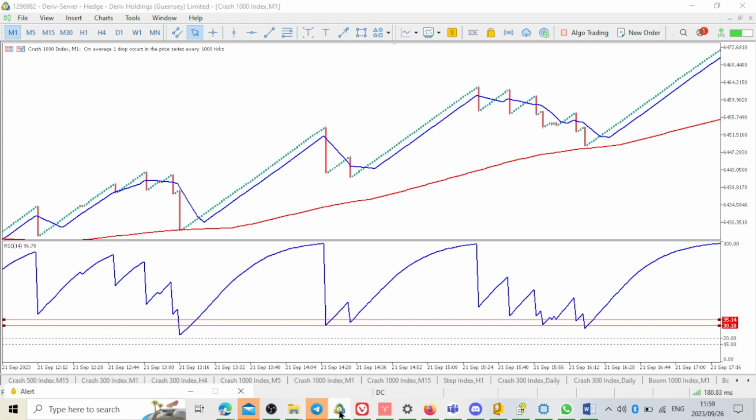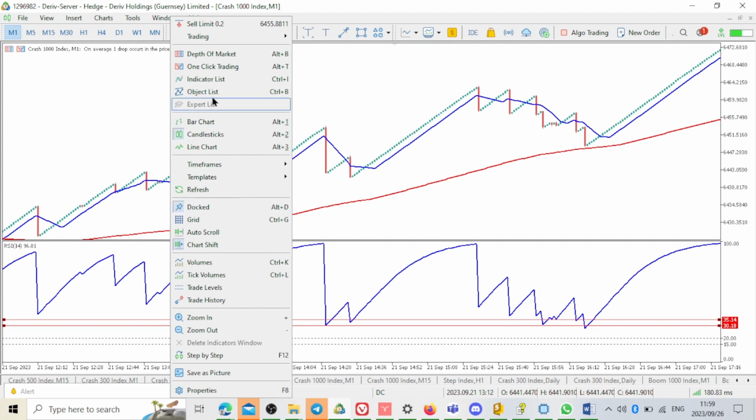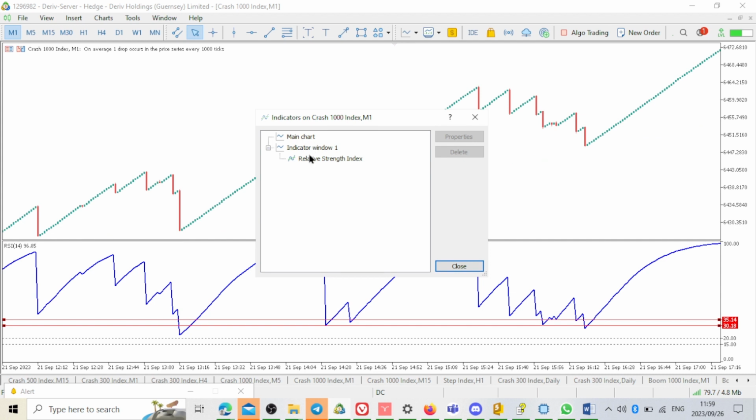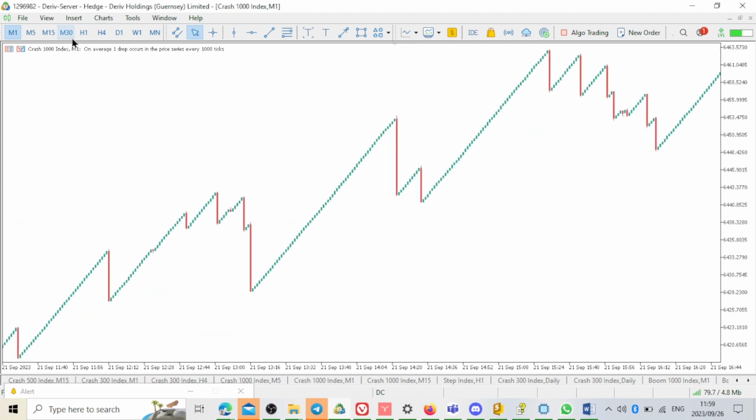So without wasting much of your time, let's look at the settings of this strategy. So let me delete everything that we have on the chart. This is the PC version, and very soon I'm going to drop a mobile version, so be on the lookout. So let me quickly delete so that we have a clear chart. So this is what we have.